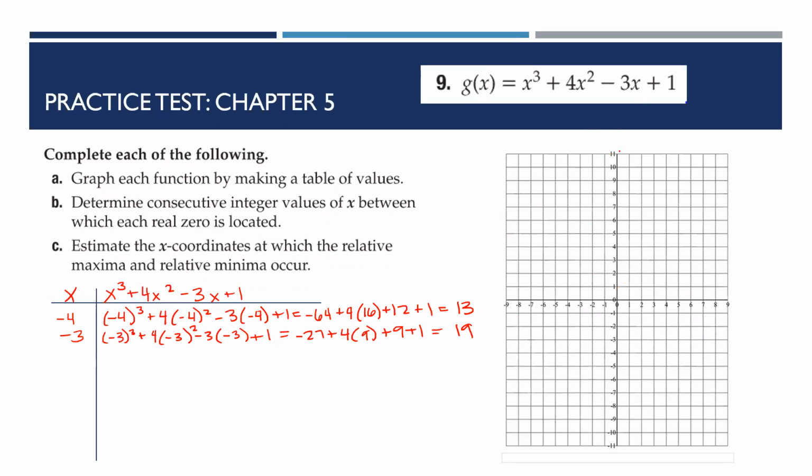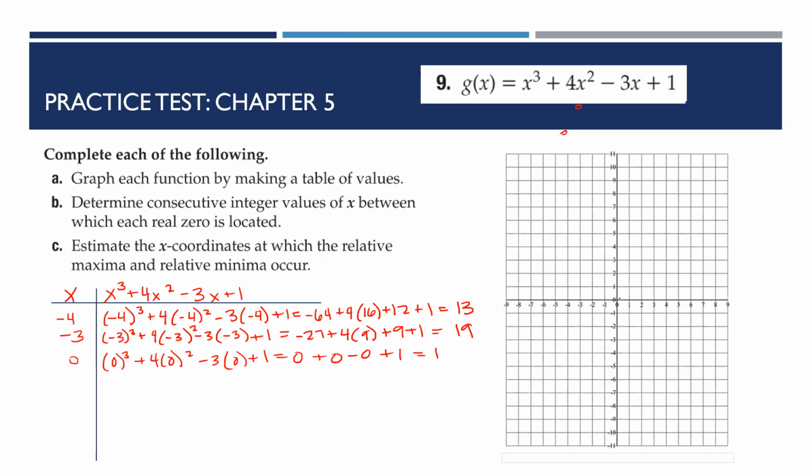So negative 4 was about here, 13, and then negative 3 a little bit higher at 19, okay? Then I'm going to plug in 0. You get 0 cubed plus 4 times 0 squared minus 3 times 0 plus 1. So that's 0 plus 0 minus 0 plus 1, which is 1.